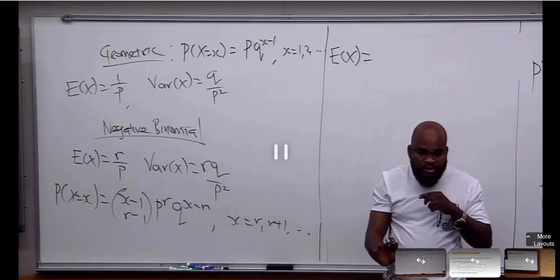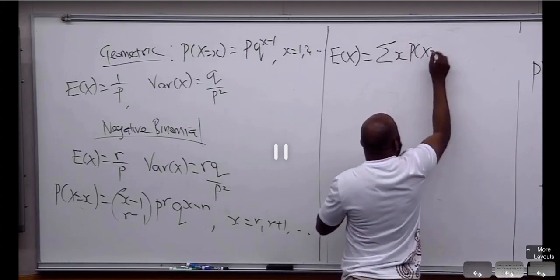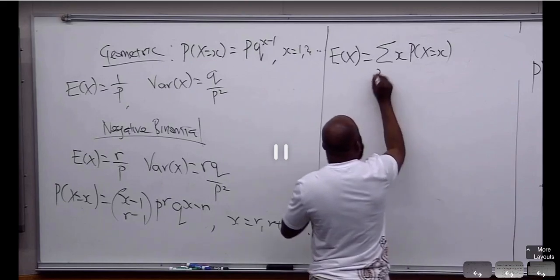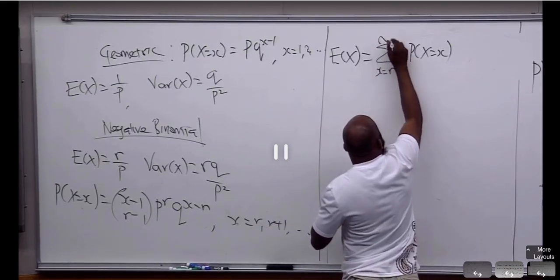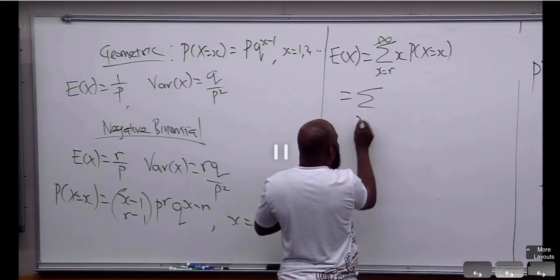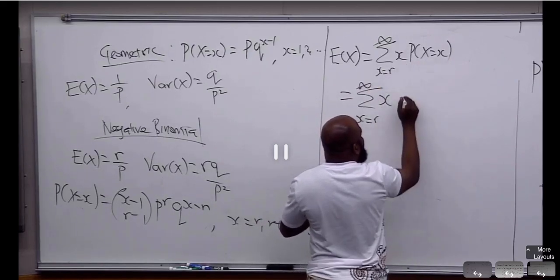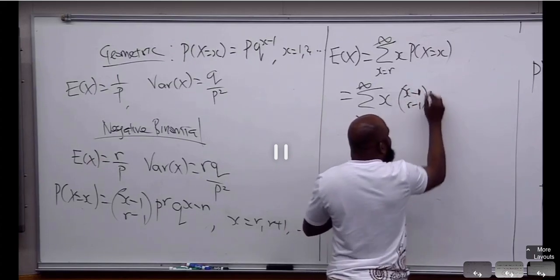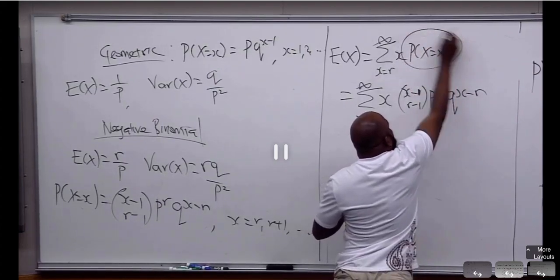Expected value of x is the summation of x times this. Now, for negative binomial, don't forget we're starting from r to infinity. So I'm actually going to have the sum from r to infinity of x times the binomial coefficient (x minus 1 choose r minus 1), p raised to power r, and so on. You see that? This is the distribution, the negative binomial.